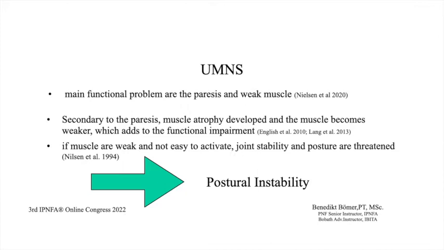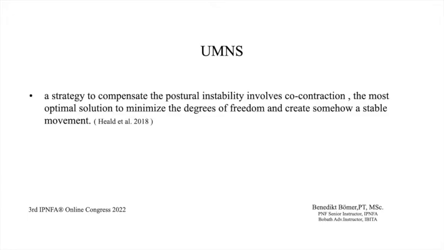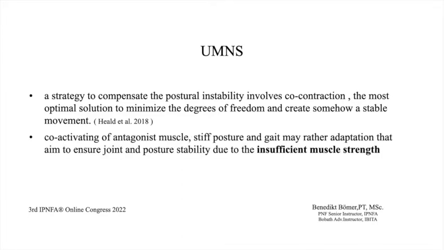Postural instability means we have to compensate somehow so that we can move automatically against gravity force. A strategy to compensate the postural instability involves co-contraction, the most optimal solution to minimize the degrees of freedom and create somehow a stable movement. Co-activation of antagonist muscles, stiff posture and gait may be adaptations that aim to ensure joint and posture stability due to the insufficient muscle strength.